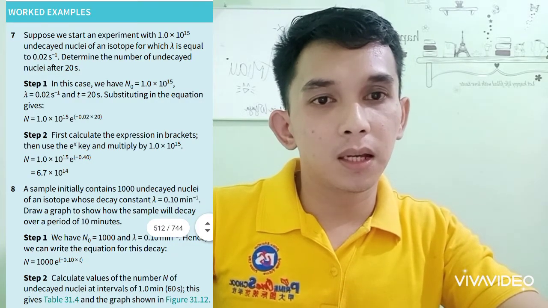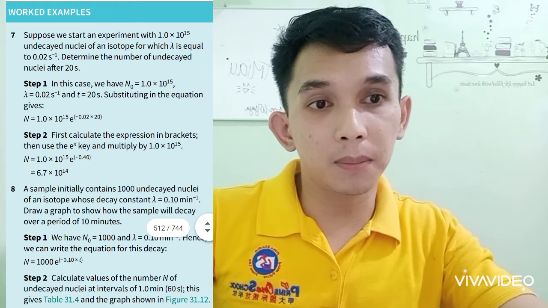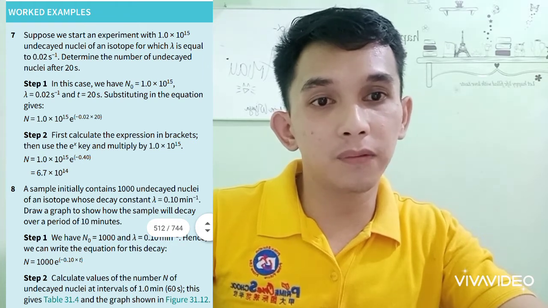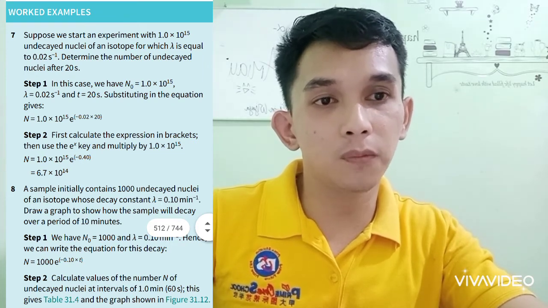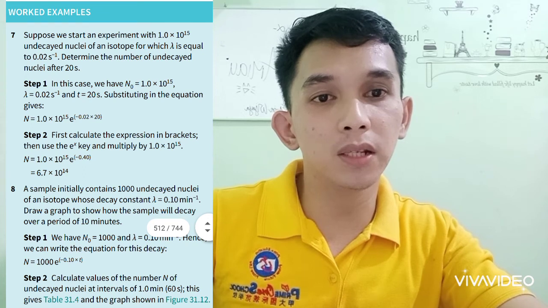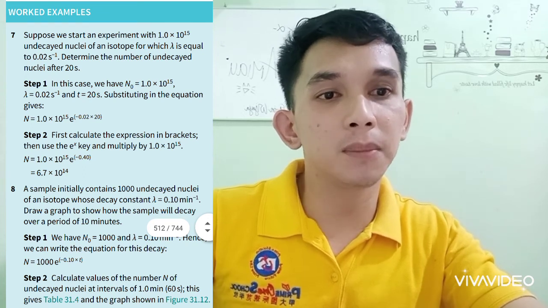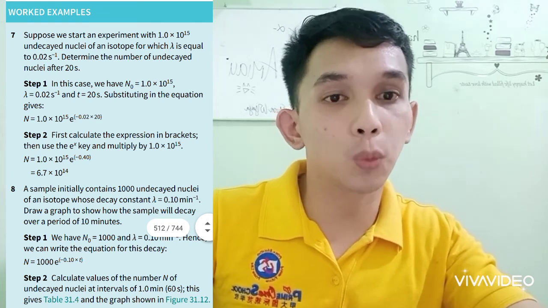Now let's see the worked examples. Number 7. Suppose we start an experiment with 1 times 10 to the power 15 undecayed nuclei of an isotope for which lambda is equal to 0.02 per second. Determine the number of undecayed nuclei after 20 seconds.